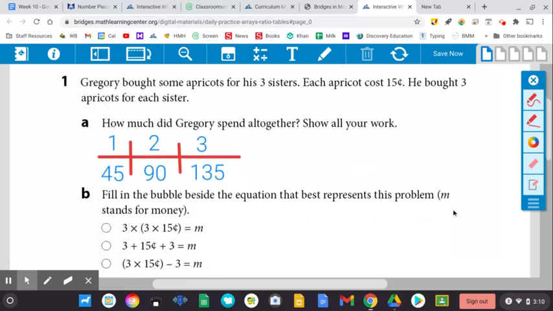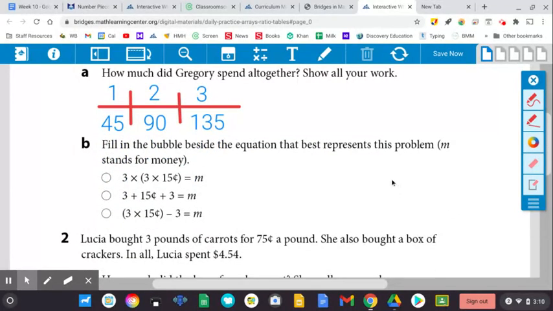So when we figure out which equation best represents that, which one did you pick? I hope that you've discussed it and you figured out which one works the best. So I hope you picked out number 1, because we have 3 sisters times 3 apricots times 15 cents. 3 times 15 is 45. See, right here, times 3 again. So that's how this is represented.